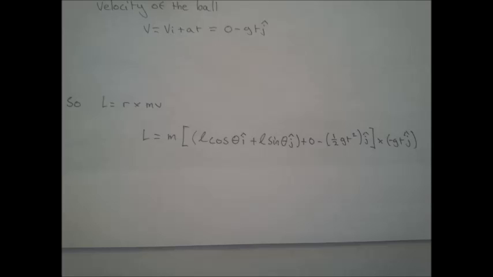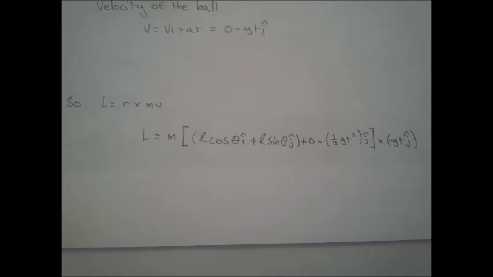So angular momentum is defined as the r vector times mass times the velocity vector. So we can write that as mass times, substituting in values for the r vector and v vector, L cosine theta i plus L sine theta j plus 0 minus 1/2 g t squared j, crossed with the velocity vector, which is negative g t j.